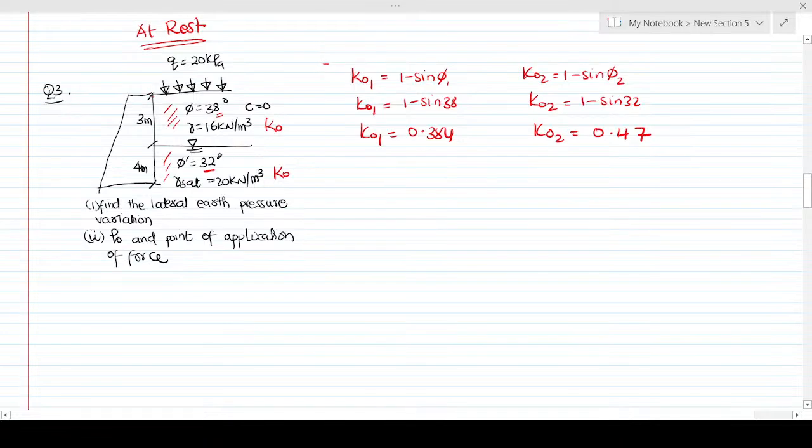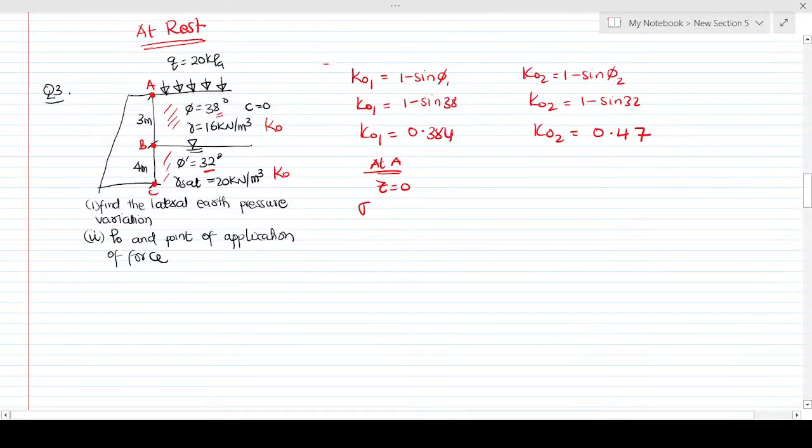So just as how we do it, we take our most important points: A, B, and C, right? At A, the vertical stress is equal to... so let me start from how we used to do. Z is equal to what? 0.